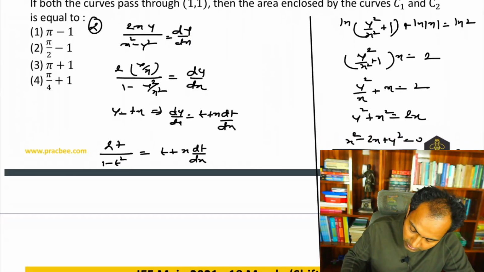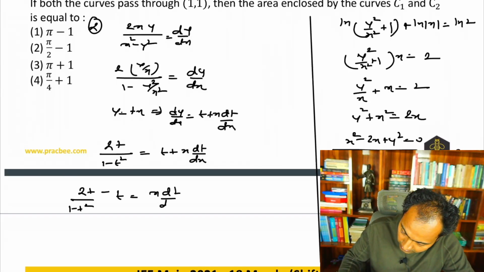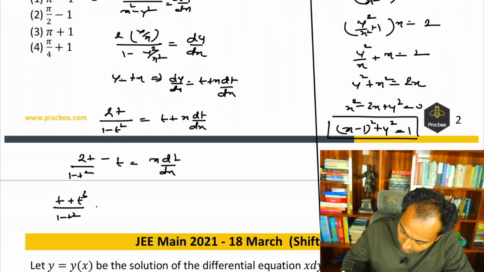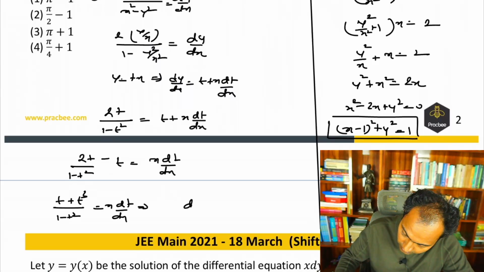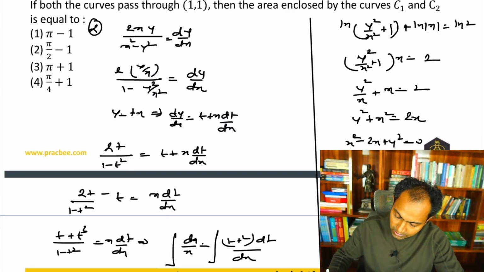If I take it on the left side, it becomes 2t by 1 minus t square minus t is equal to x dt by dx, which in turn simplified comes out to be (t plus t cube) by (1 minus t square) is equal to x dt by dx, and this can be written in terms of variable separable as dx by x is equal to (1 minus t square) dt by (t plus t cube). See, now we already got the equation of the earlier form. Now we will integrate this and get the answer.